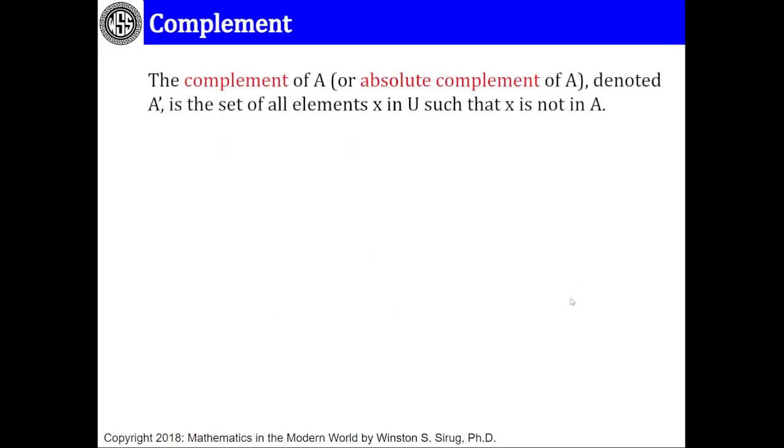So, complement of A or absolute complement of A, denoted A prime, is the set of all elements X in U such that X is not in A. So, symbolically, A prime is equals to the set of X element of U such that X is not an element of A.